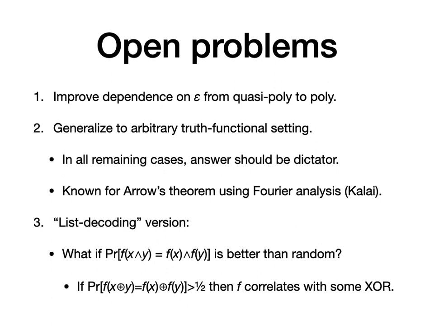We can ask exactly the same thing about AND. What if we have a function f that is obviously not arbitrary because it passes this test with probability better than random? Can we say something about it? Maybe it correlates with some AND, maybe something else. We don't know, we're not sure. So these are the three open problems that we think are most interesting that our paper suggests.